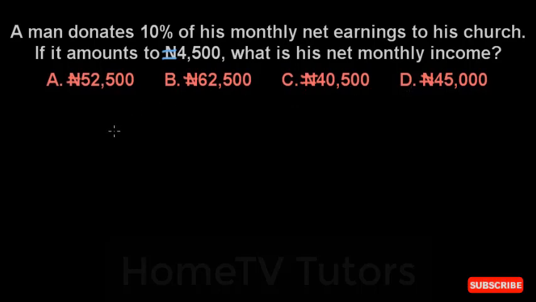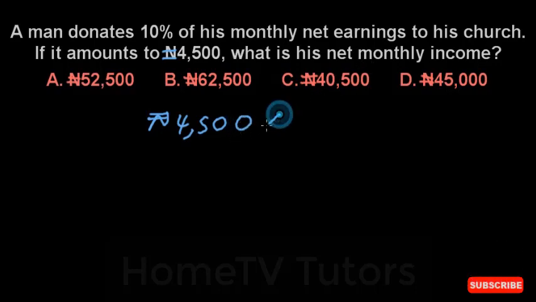Okay, so sometimes in JAMB mathematics you don't need to go into details of solving the questions before getting the answer. Like in this case, it is made known that 4,500 naira is the amount that he pays to the church, and that is just 10%.